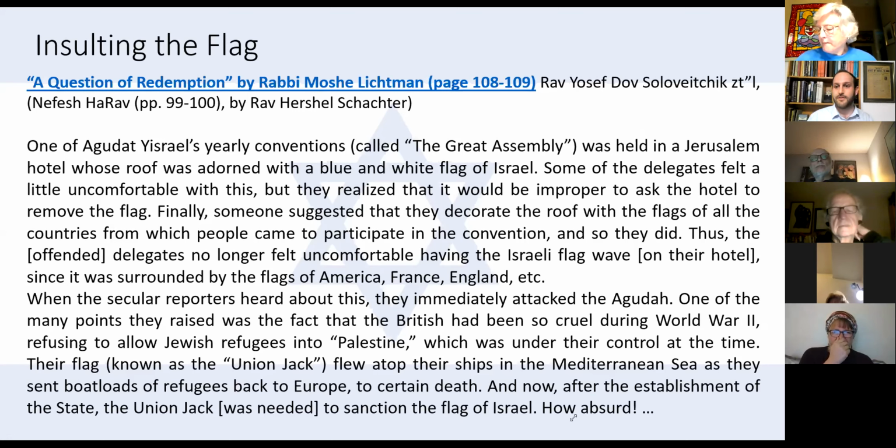So in the book he quotes a question about arguing for the state of Israel. In it he quotes a passage from Nefesh Harav by Rav Herschel Schachter, in which we quote a lot of stories about Rav Yosef Ber Soloveitchik, or Rabbi J.B. Soloveitchik of Yeshiva University. So here's one of them.